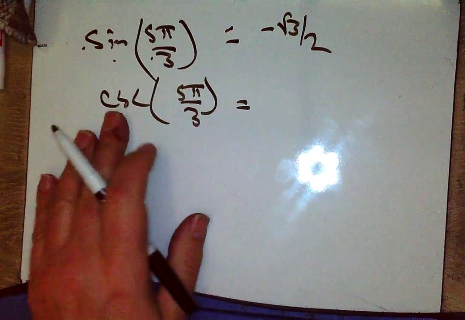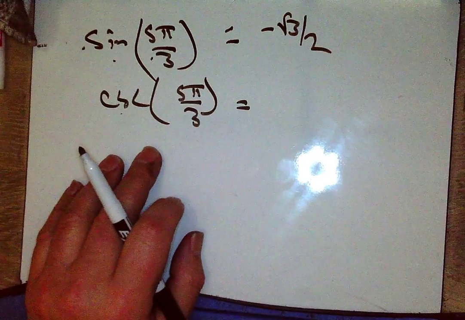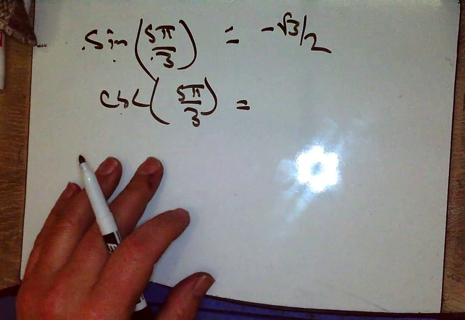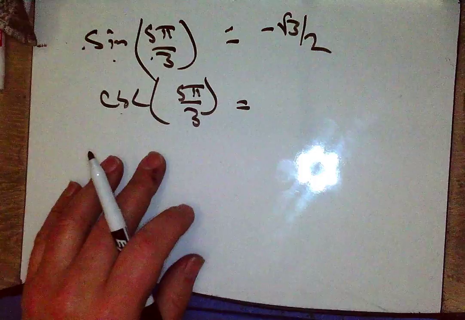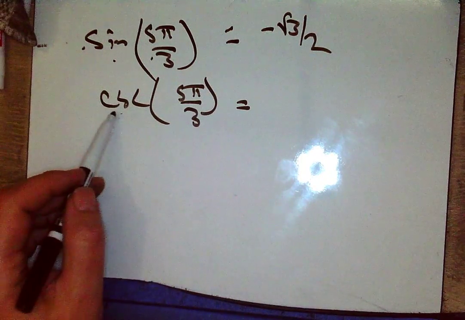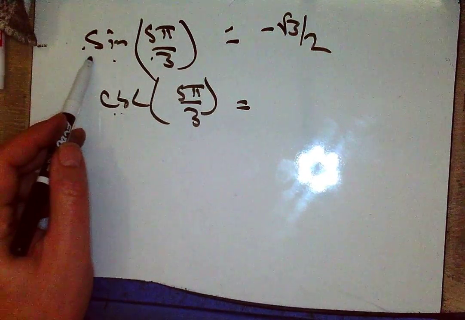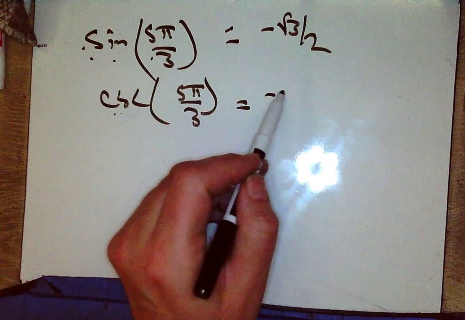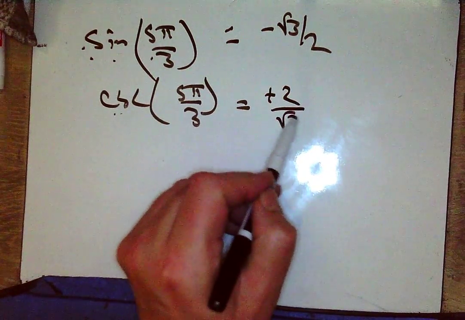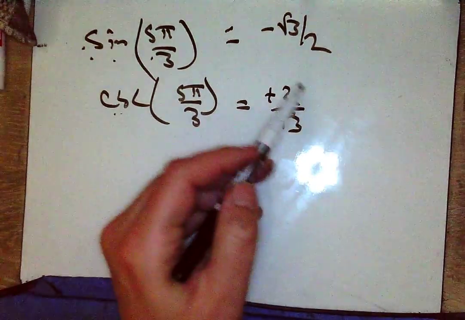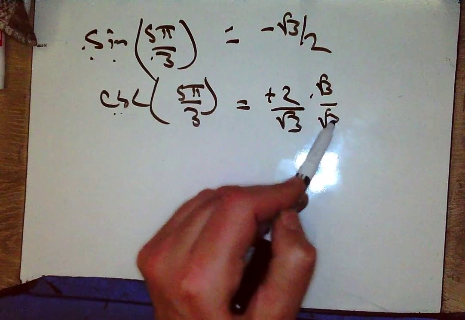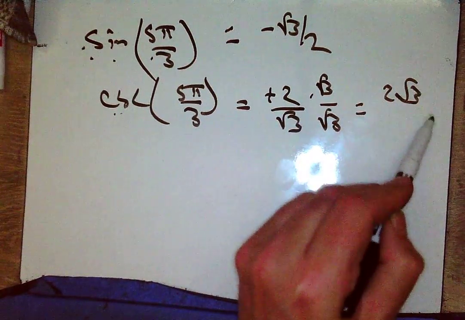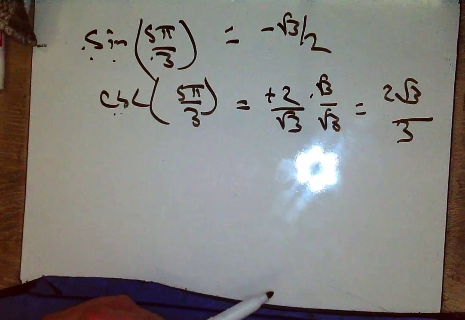Okay, cosecant of 5 pi over 3, 5, 4, 3, 2, 1. Cosecant is simply the reciprocal of this. I just need the reciprocal of this, positive 2 over root 3. And you might want to rationalize that: 2 root 3 over 3.